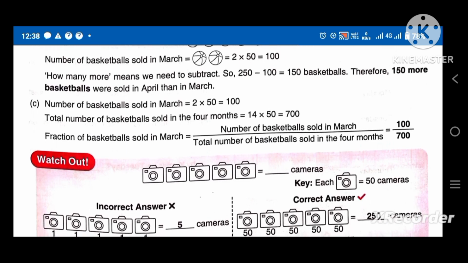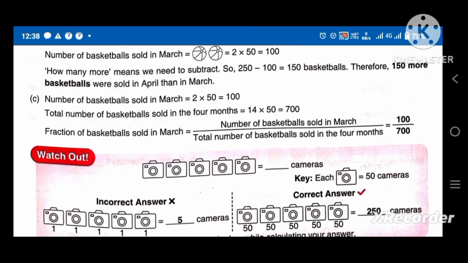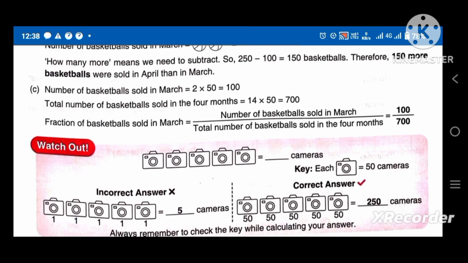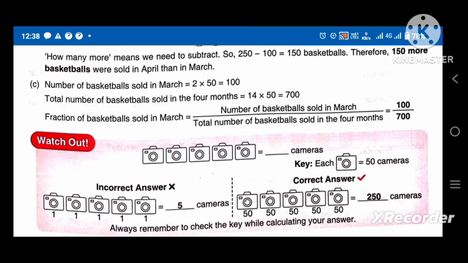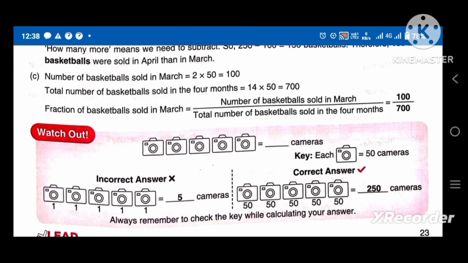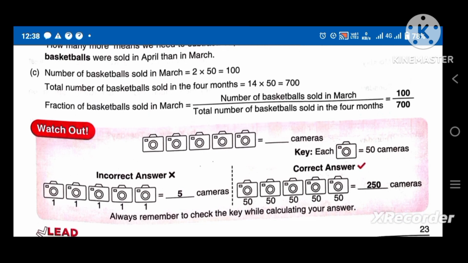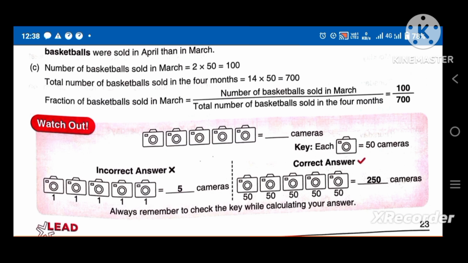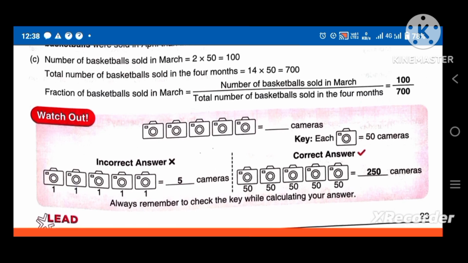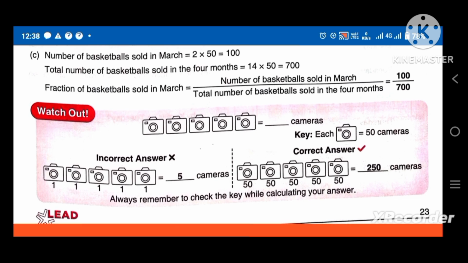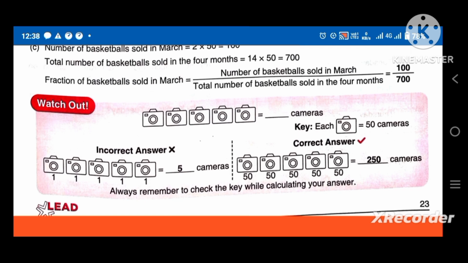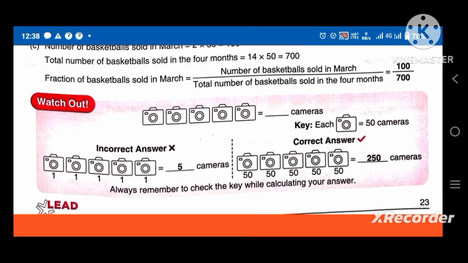Watch out. Cameras. Key: each camera is equal to 50 cameras. Incorrect answer: 5 cameras. Always remember to check the key while calculating your answer. The wrong answer is 5. The correct answer is 250. One camera's value is 50, which means 5 into 50, so 250 cameras are there.